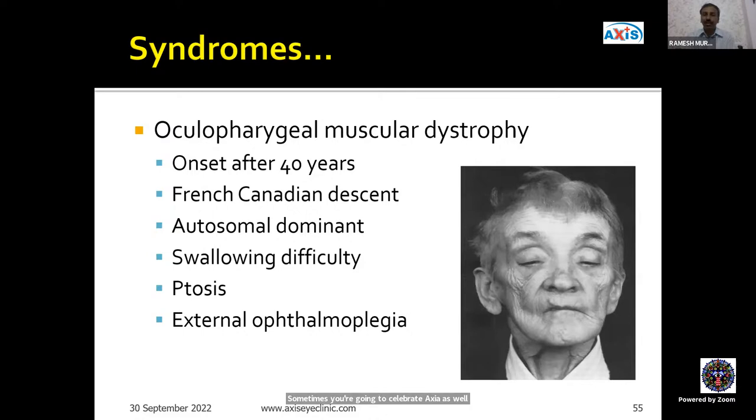Oculopharyngeal muscular dystrophy usually occurs after the age of 40 years. It occurs usually in patients of French Canadian descent. There is autosomal dominance and there is swallowing difficulty, ptosis and external ophthalmoplegia.